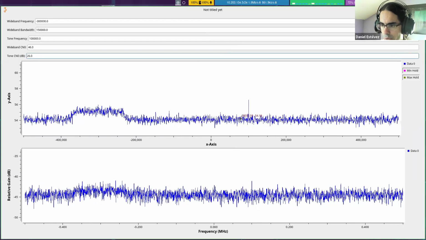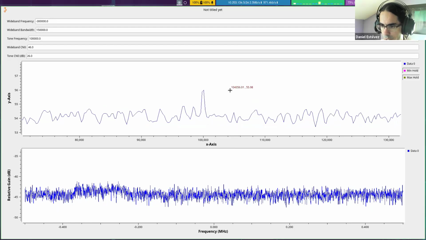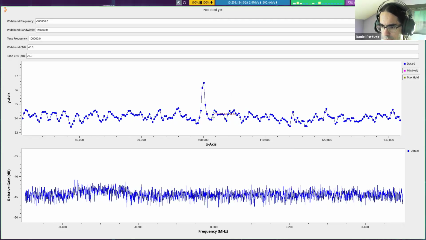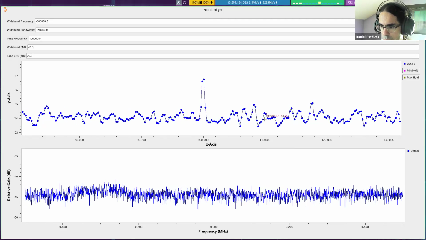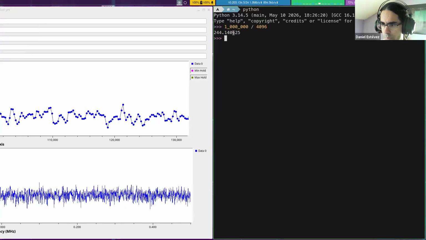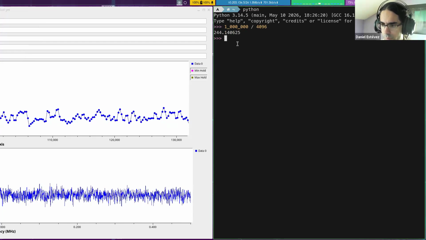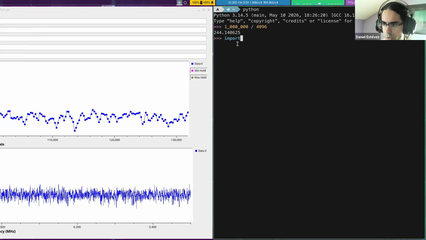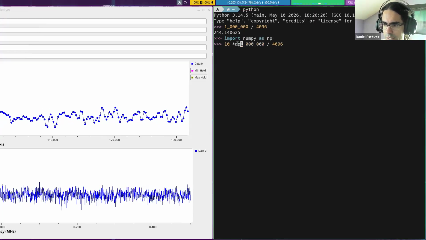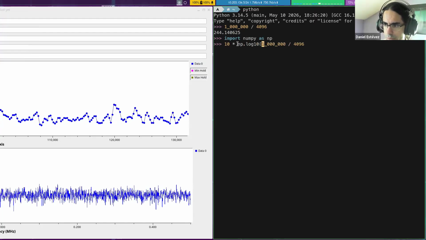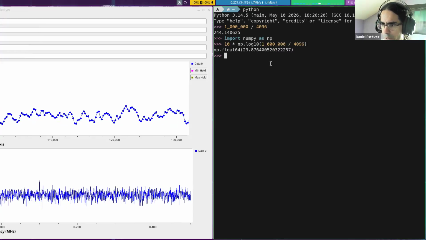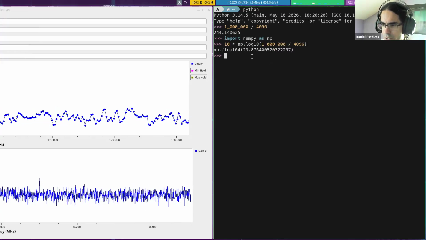So the noise power I have, maybe it's useful to zoom in here and enable these markers so we can see the individual points. The noise power that I have on all these points, which are only noise floor, is the noise power in 244 hertz. And then the question is how much, I need to import NumPy, how much is that in decibels? It's going to be about 23.8 something.